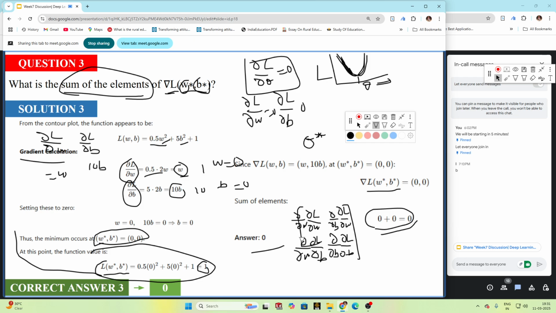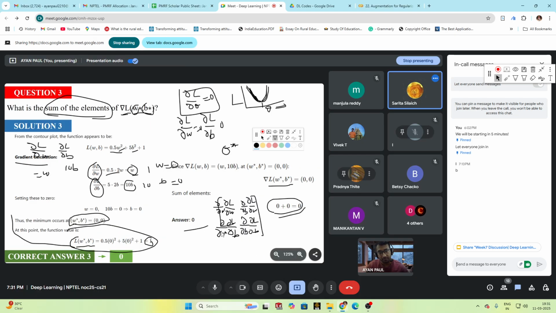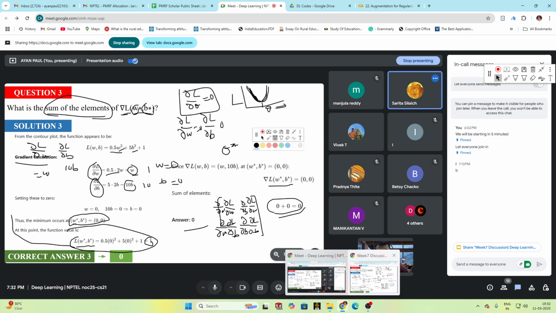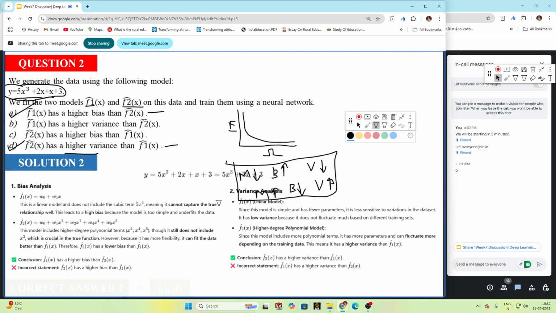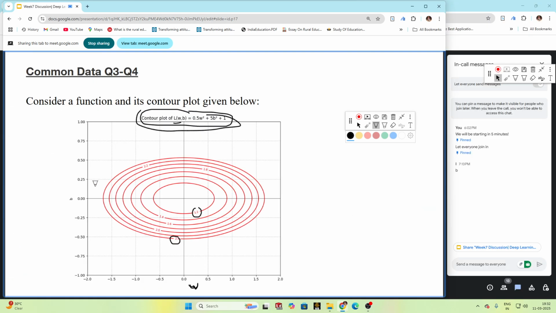I have one question. Yes, please. Actually, what is the use of this contour graph? We are calculating the loss. I have the same question, but the L equation is different. There is no use of the graph; it is only shown for the data. The equation is the main thing. If the equation is also given to you, you could have solved the question. No problem.